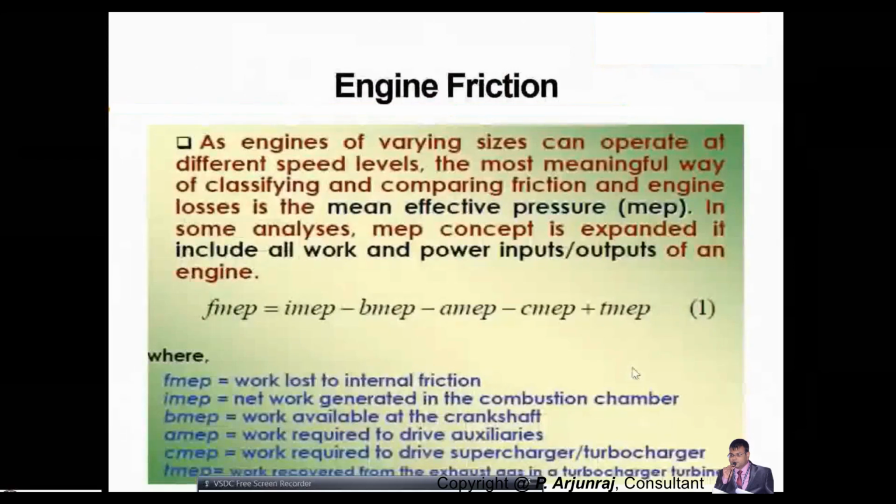So we have seen there are three types of power: indicator power, brake power, and friction power. Indicator power is the power which is measured inside the cylinder. The brake power is the power which is measured at the output of the crankshaft. And the third important power is called friction power, which gets developed when the engine is running at higher RPM.